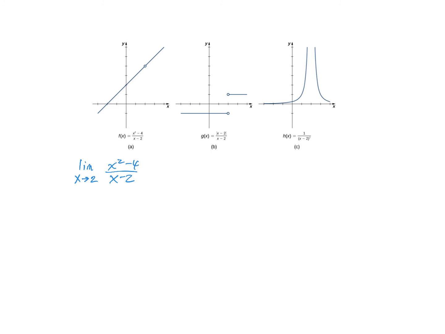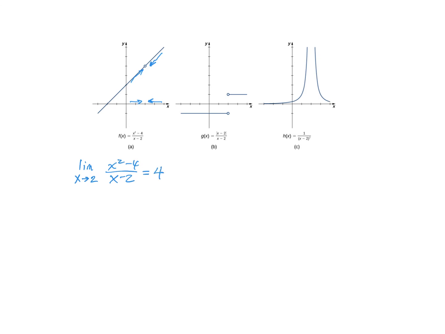So if we look at this as x approaches 2 from the left side, that corresponds to this portion of the graph. And you can see that it's approaching 4. And from the right side, as we're approaching 2, that corresponds to this portion of the graph. And you could see that it's approaching 4 as well. So we can see that the limit as x approaches 2 of x squared minus 4 over x minus 2 is just 4. All right, let's look at the second problem.